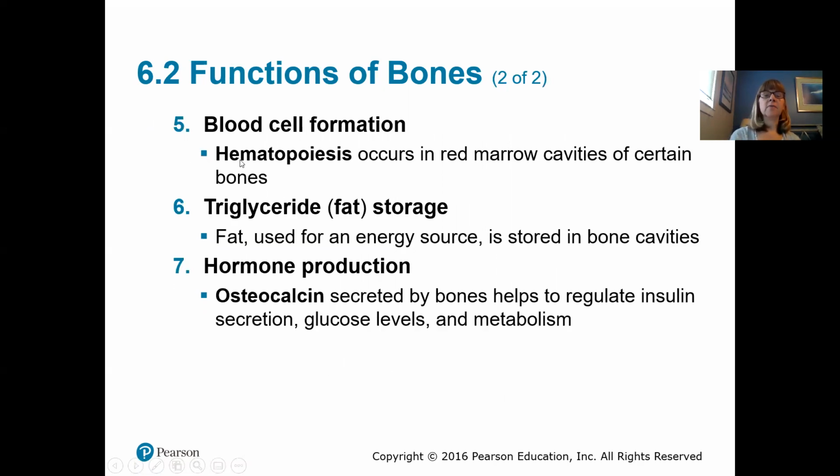Certainly for blood formation. And then also it's there for fat storage and also hormone production as well. So when we circle back and study the endocrine system, we'll be looking at bones as well. It is considered an endocrine organ.